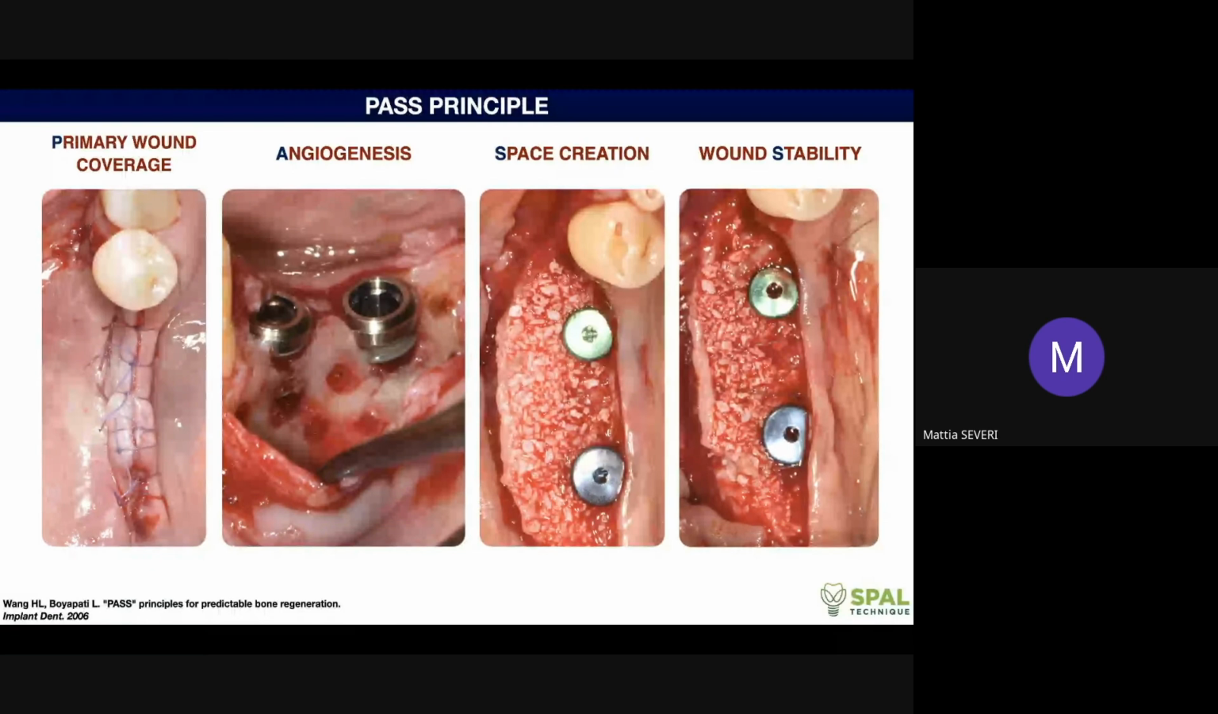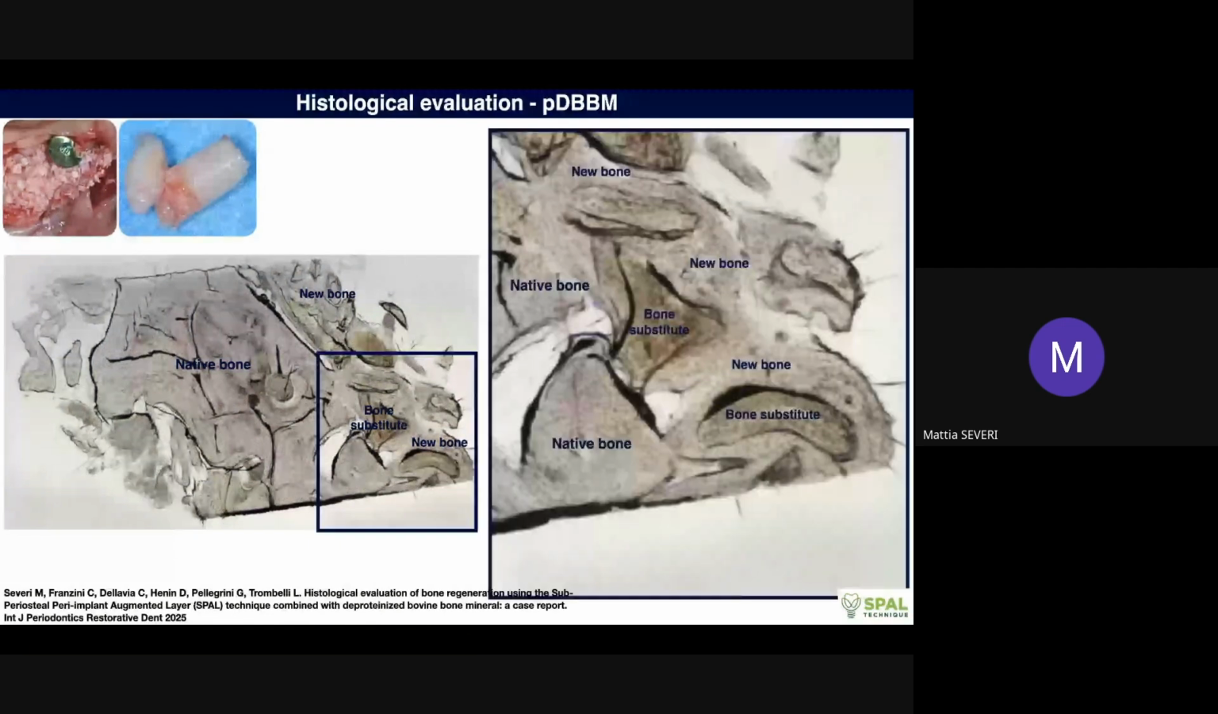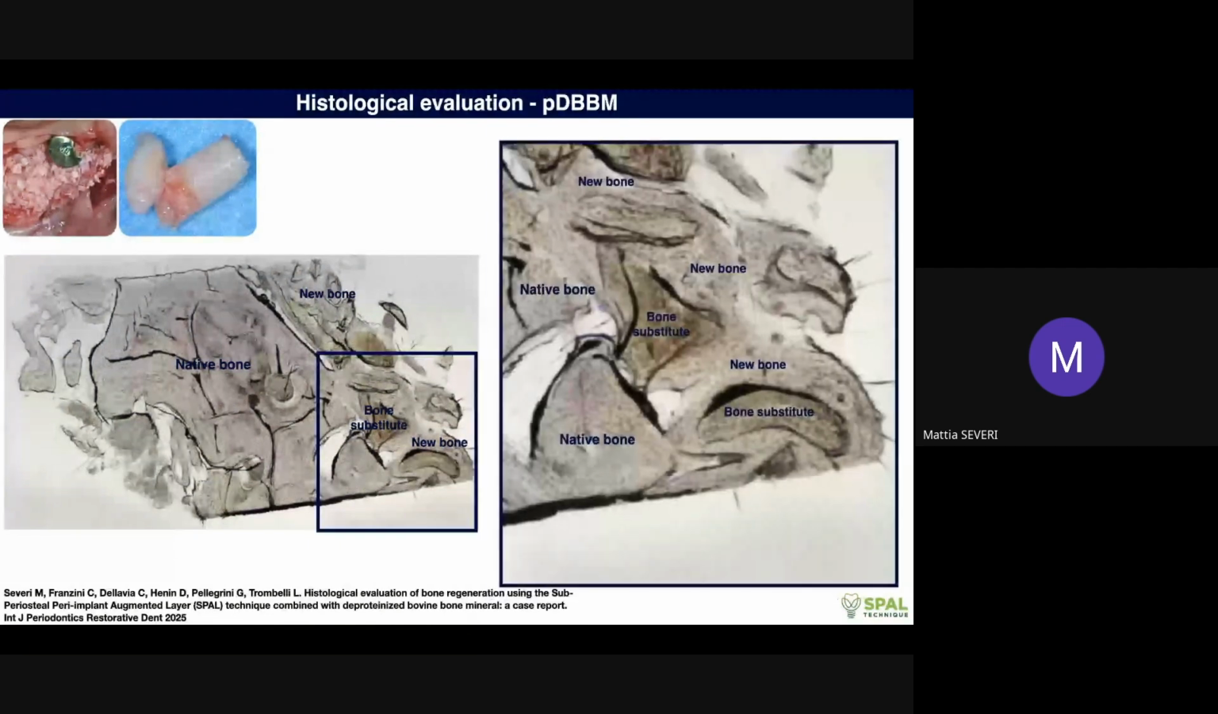So, all this information together led us to the histological evaluation of the tissue that we reconstructed after the SPAL technique. And we can proudly say that 10 years after the first case, SPAL is actually able to induce new bone formation, as you can see in this sample retrieved from a case performed with particulate xenograft only, where you can see the native bone in direct contact with the biomaterial that is completely embedded in new lamellar bone.